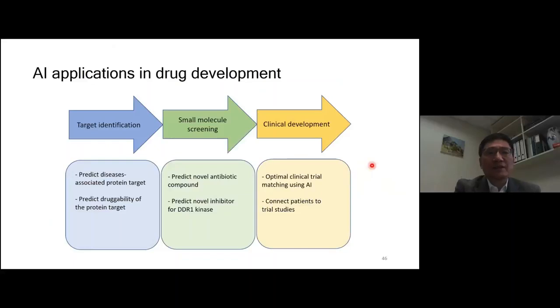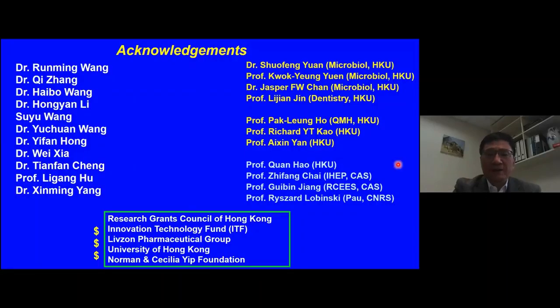And all of this is the AI application in drug development. So from the target identification, small molecule screening, and clinical development. And I think I shall stop here to give you a very general introduction about the use of AI in drug development. And subsequently, for the rest of the time, we'll be happy to answer all of your questions.